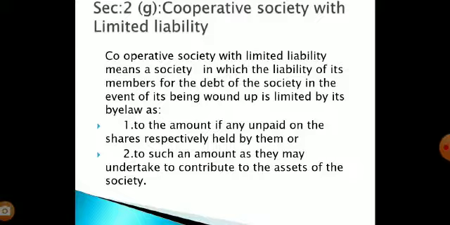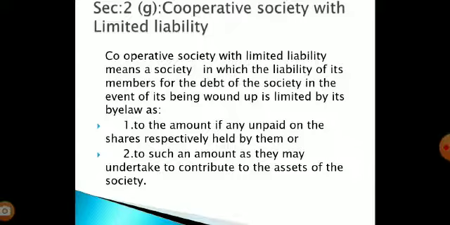Liability limited by share means the members are liable to pay only an amount equal to the shares purchased by the members. That means if any amount is unpaid on the shares purchased by a member, then he is liable to pay this unpaid amount on the shares held by the member. That is the first point. And the second part is the liability limited by guarantee.